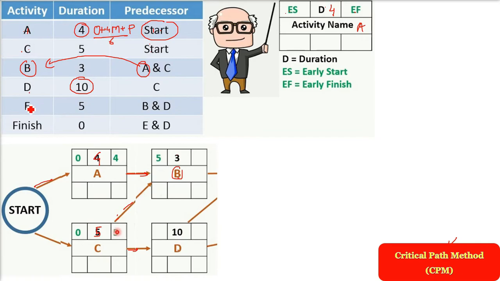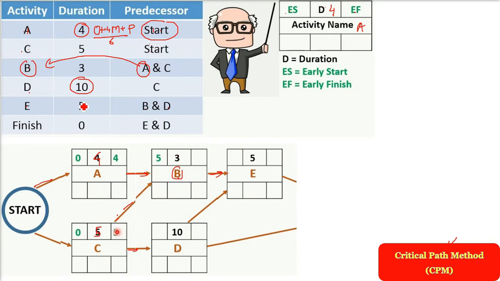Okay. Now E has predecessor B and D. So B arrow and D arrow will go to where? To E, right? And the time will be 5. Finish, just put a finish, and it is coming from E and D. So from E, from D, the arrow will go to finish, end, right?